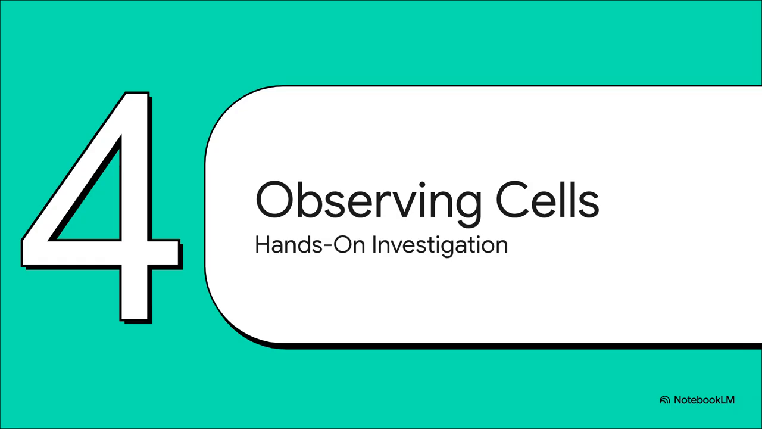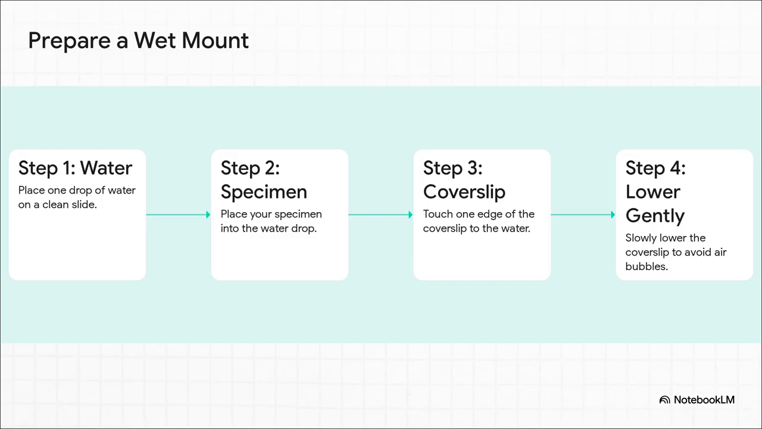You've mastered the tool. Now it's time to be a scientist. We're getting into the real hands-on investigation, where you're going to prepare your own slides and see these building blocks of life for yourself. This is where we stop just learning how to use the equipment and start using it to answer a real scientific question. So you'll be making what's called a wet mount. It's a fundamental lab skill.